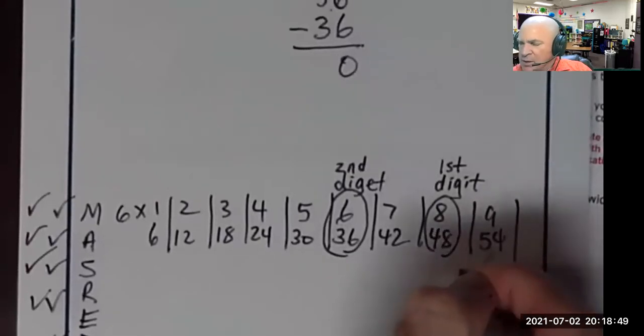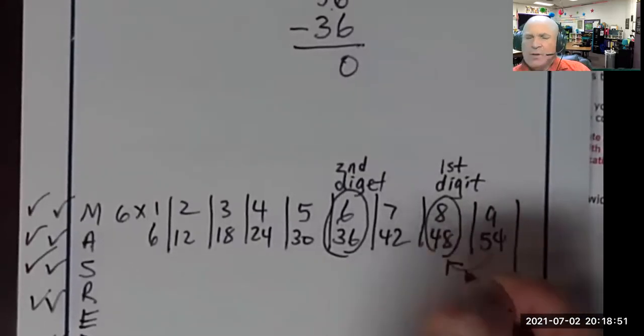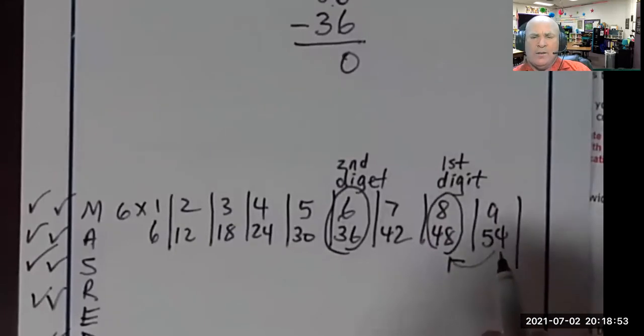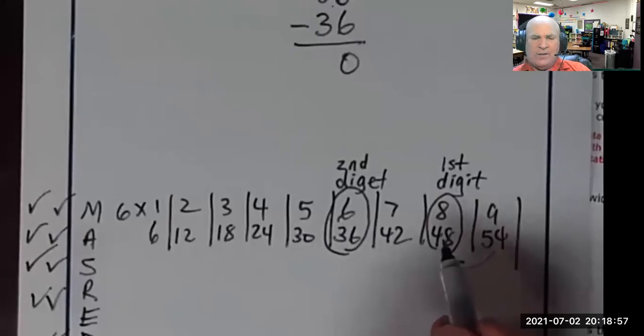The reason that we go as far as we can is we want to make sure that we use the highest number that we can, the highest product that doesn't pass 51. So here's the cool thing about this strategy. What you multiply goes on the top and its answer goes on the bottom.